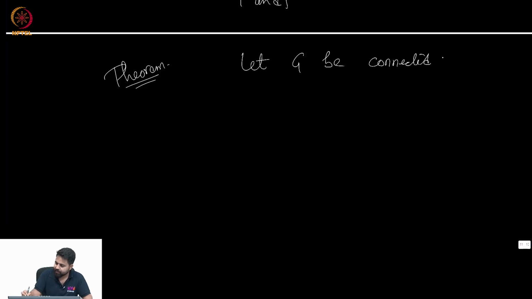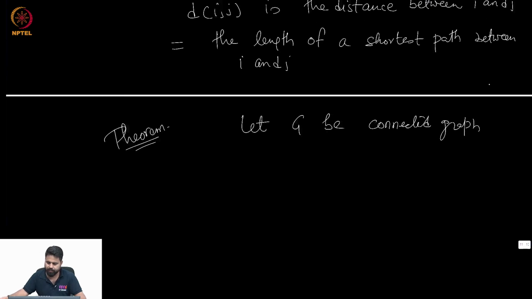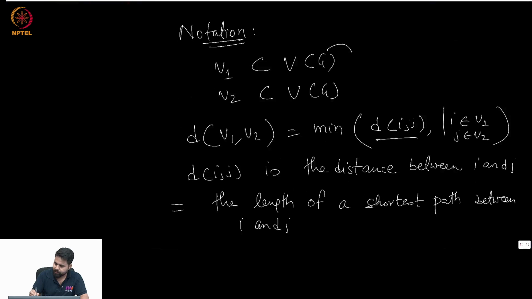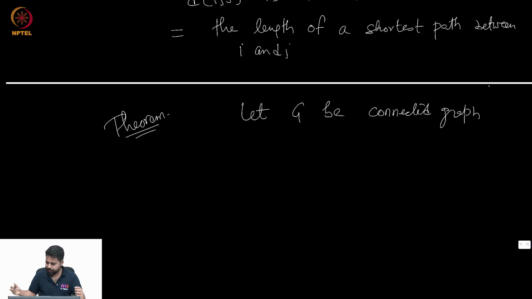Let me now write the theorem. Theorem: let G be a connected graph. By the way, for this definition, you can also take G to be connected. So G is connected. Very good. Let G be a connected graph.